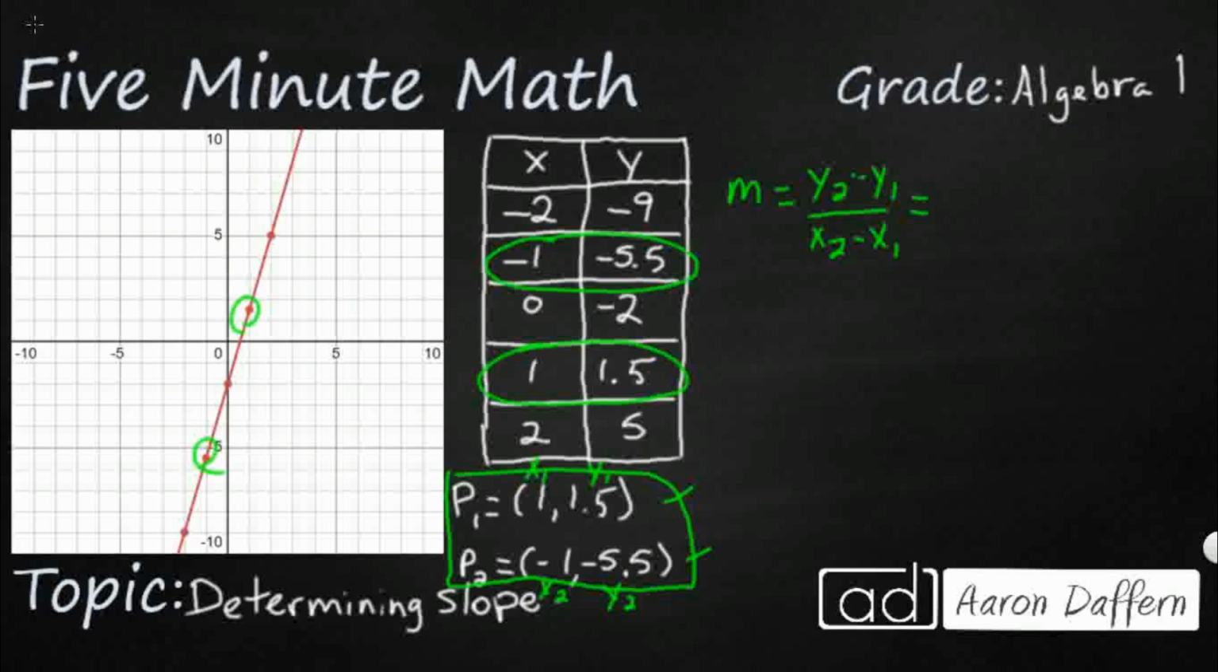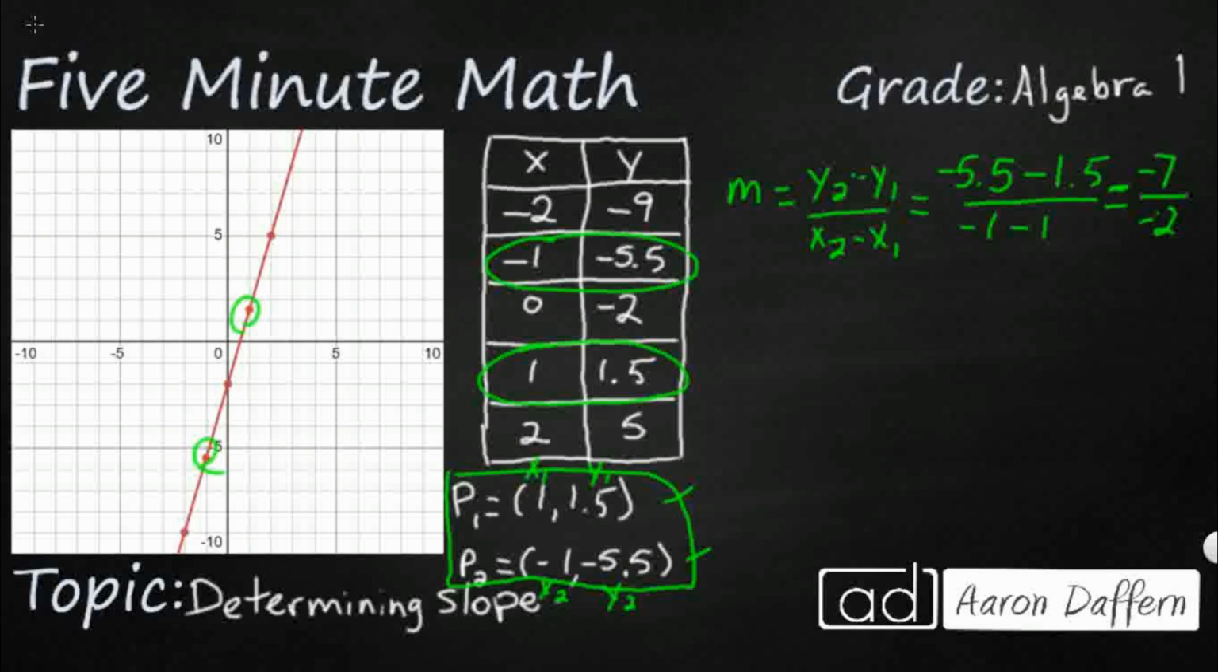So what's my y2? Negative 5.5 minus, what's my y1? 1.5. Okay, and then what's my x2? It's going to be negative 1. And what's my x1? That is going to be minus 1. All right, so both of those are going to be negative, and it's kind of like minus 1, minus 1. It's like adding negatives right there. That's really what it's going to look like. So I get a negative 5.5 minus a 1.5, so that is going to be negative 7.